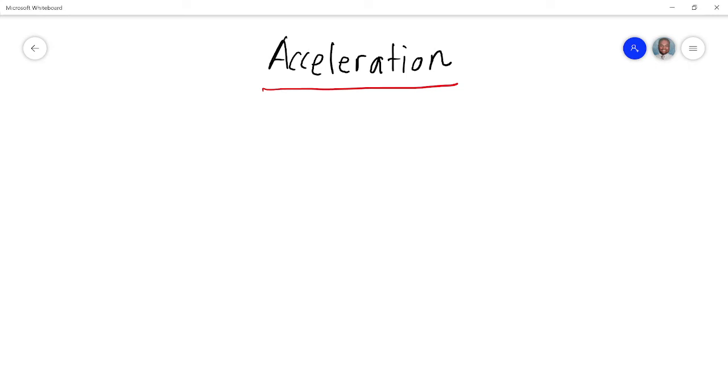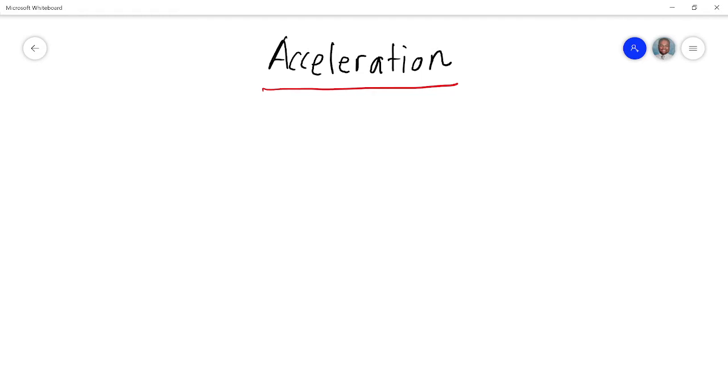Hi guys, in this episode of the series, we're going to be talking about a concept called acceleration. I'm going to introduce what acceleration is, then we'll talk about the formula used to calculate acceleration. In the next set of videos, we're going to be talking about application questions involving acceleration. So how do we define acceleration?